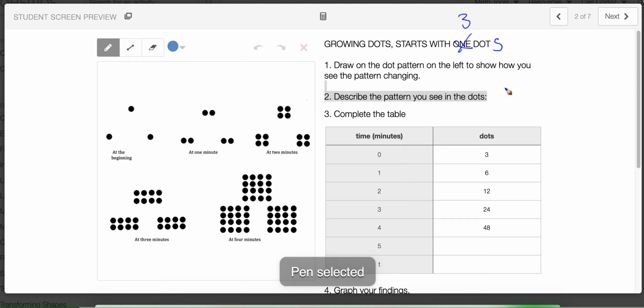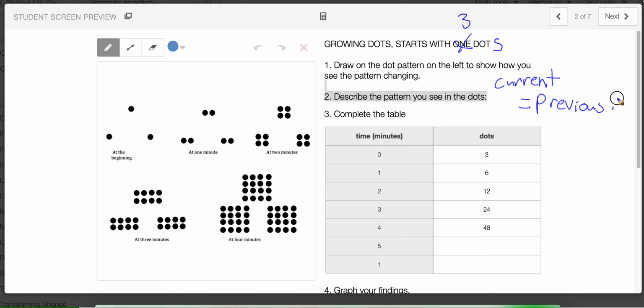I think it's important that your current term is equal to the previous times 2. Makes sense to me. So if this were to continue for 5 minutes, hopefully we would just be able to take 48 times 2 and get 96 dots. And then this approaches t, where this was a tricky part, but think about what we said in words. We said that we kept taking the previous times 2.